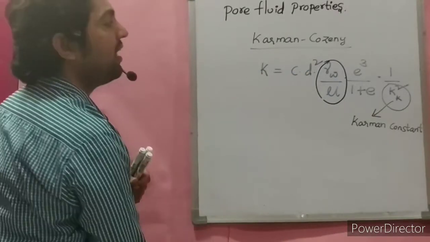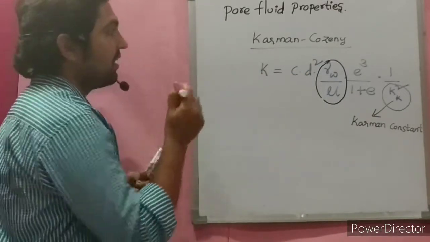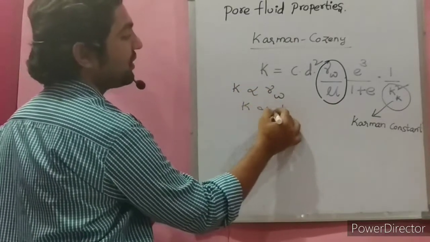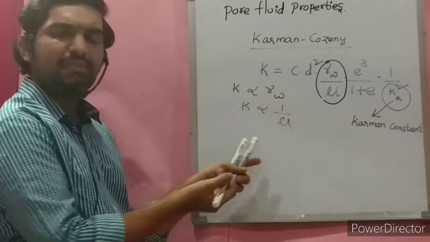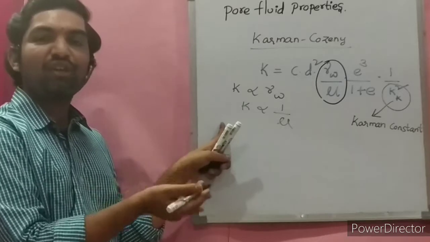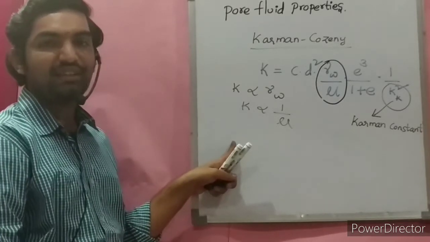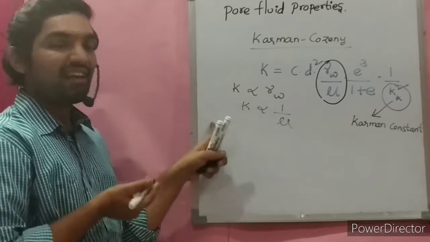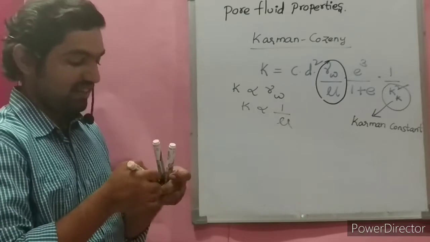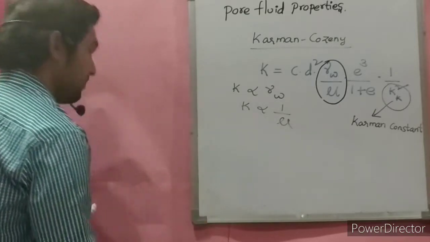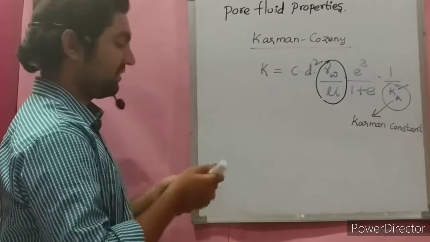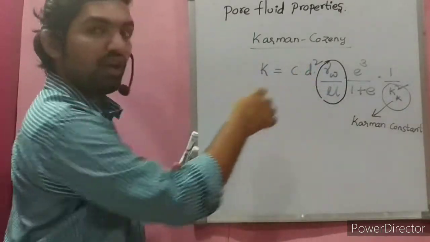So this gamma W and mu are called pore fluid properties. K is directly proportional to unit weight of water and inversely proportional to viscosity. Viscous means resistance to flow. Permeability means ability to flow. Always ability to flow is inversely proportional to resistance to flow. Whenever there is higher resistance, water cannot flow, hence permeability will be less if viscosity is more. These are called pore fluid properties, important.